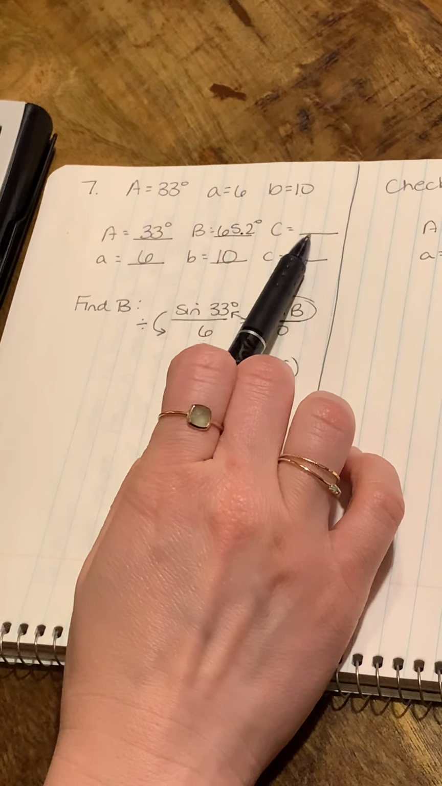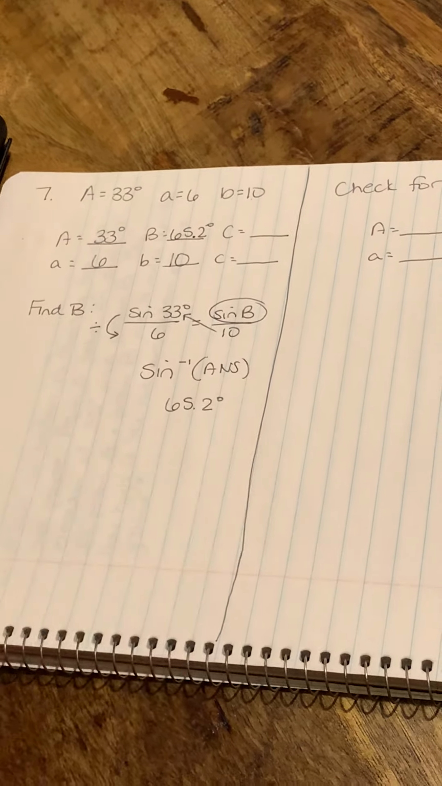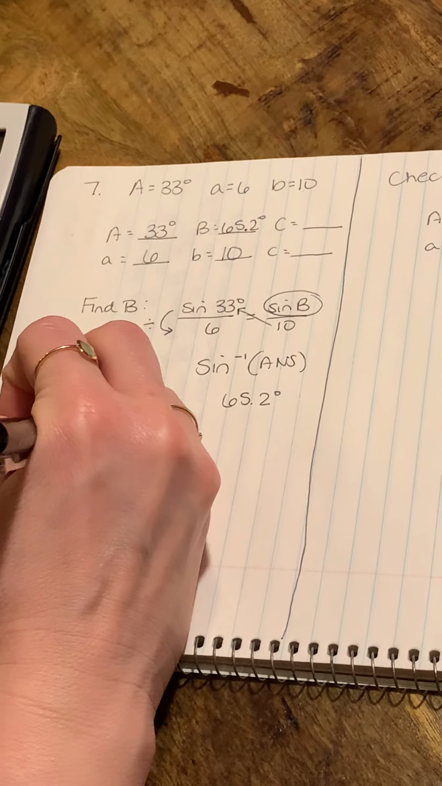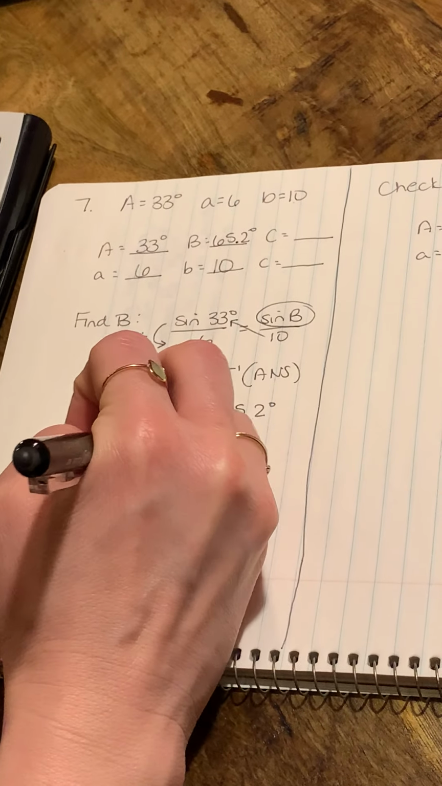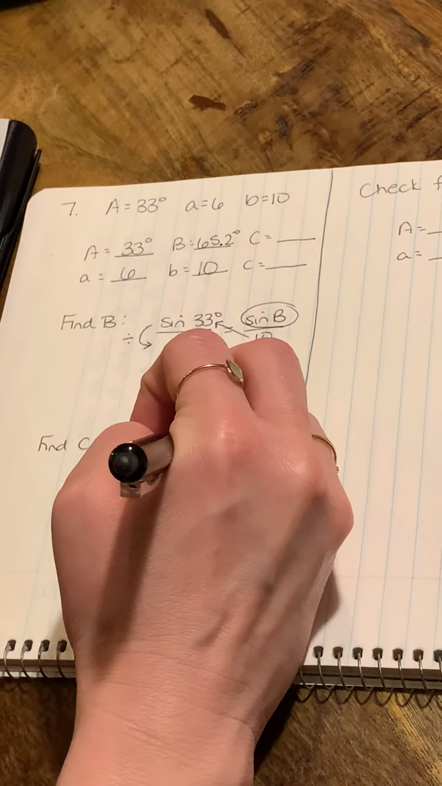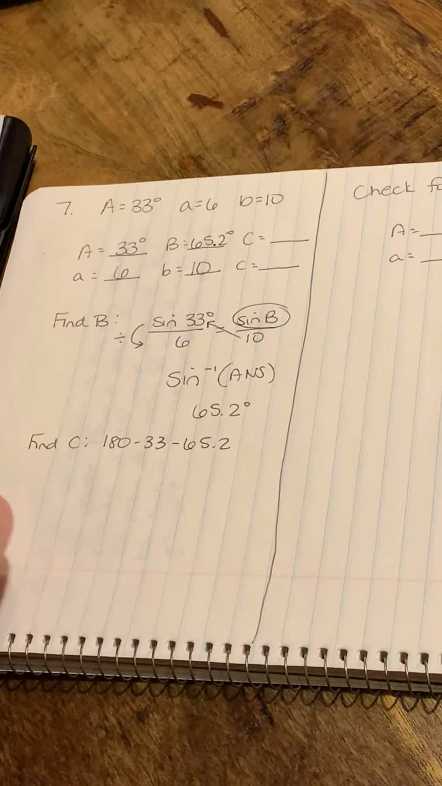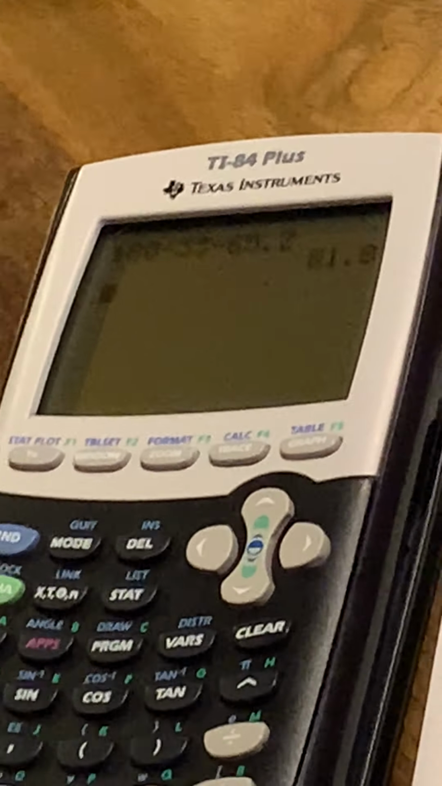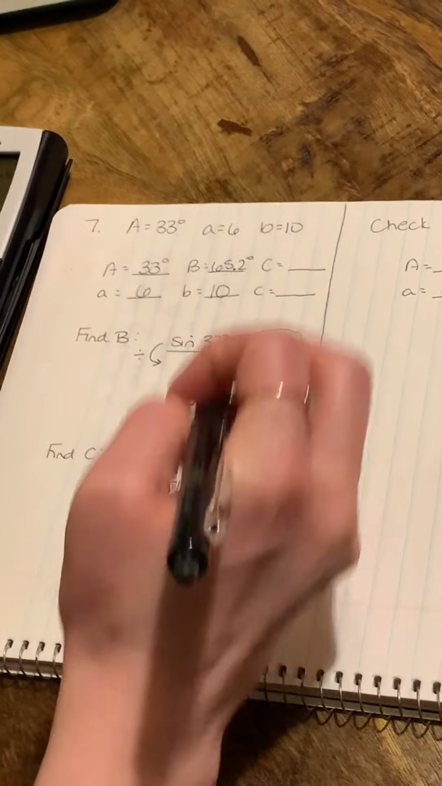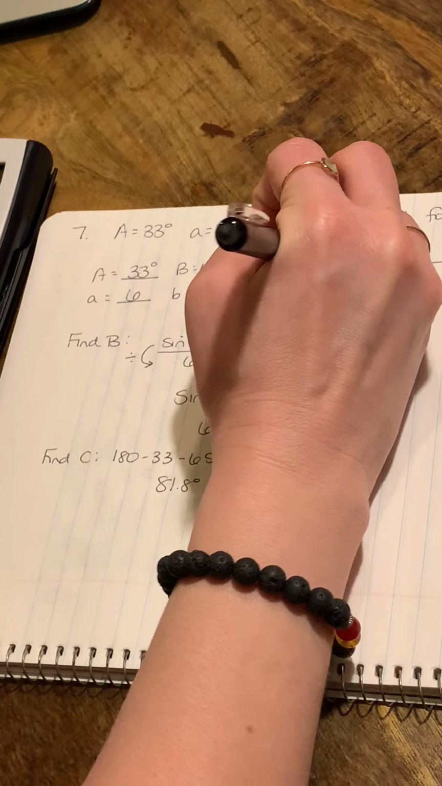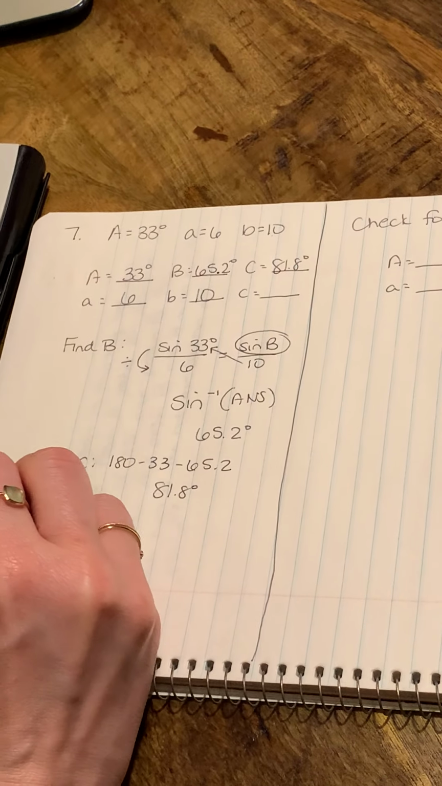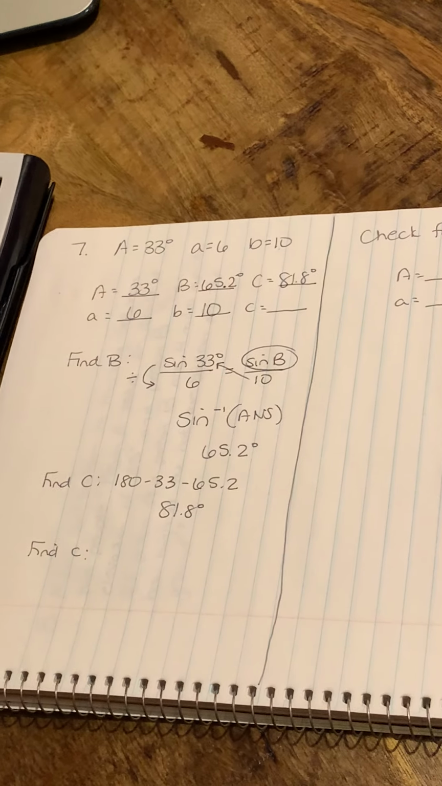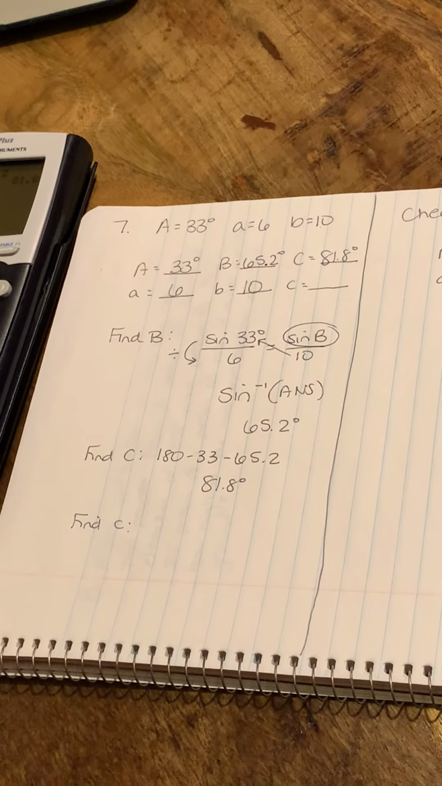And then for C, you do 180 minus those. 180 minus 33 minus 65.2. That gets me 81.8 degrees. And then my last step is to find side C.